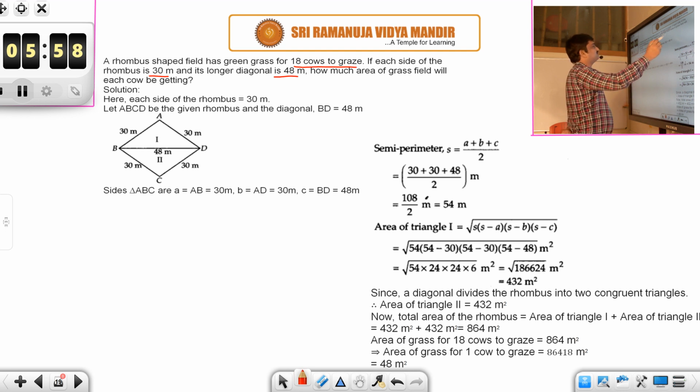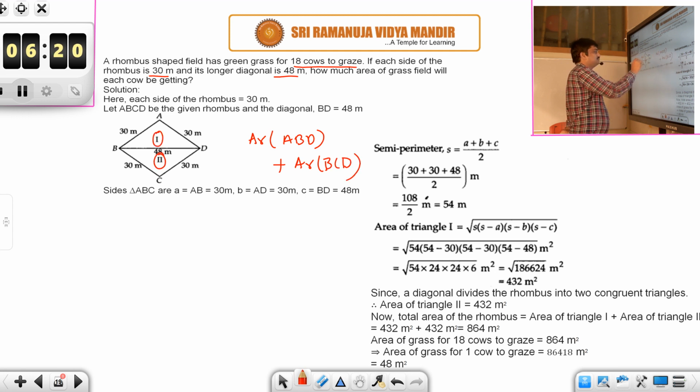Now you have been asked to find how much area of grass field will each cow be getting. That is, you need to find the area of the rhombus. And to find area of rhombus, you could write it as area of ABD plus area of BCD, right? 1 plus 2. Individually, those areas are in the form of triangle. So to find area of triangle, we will be using Heron's formula.